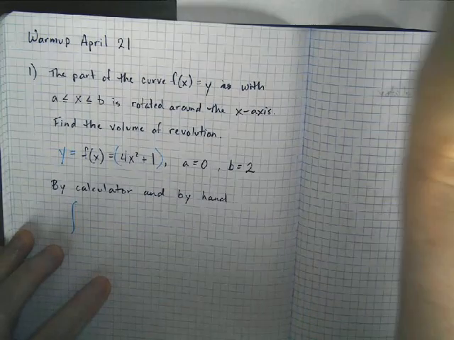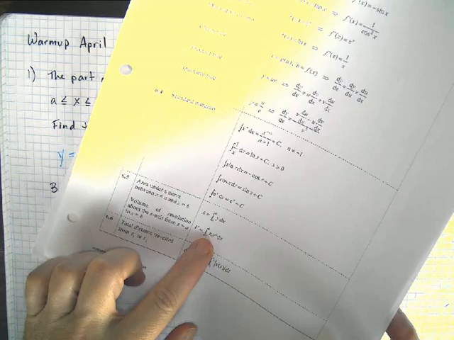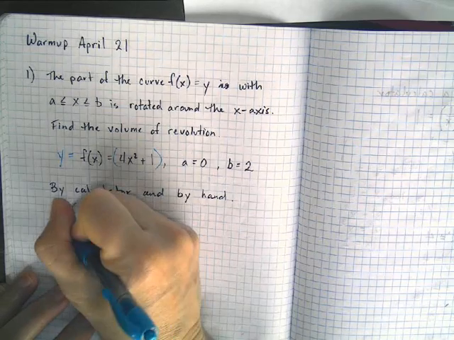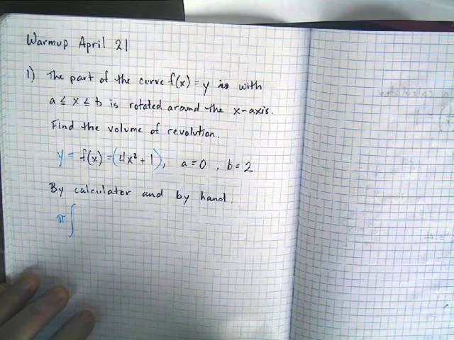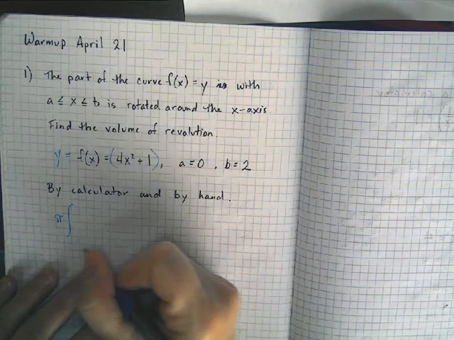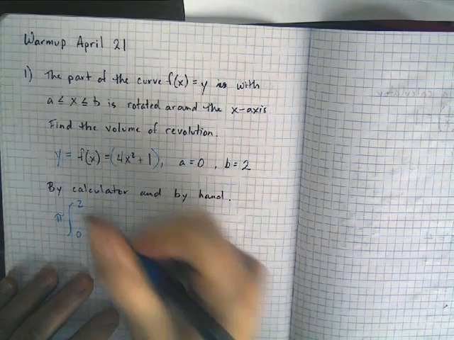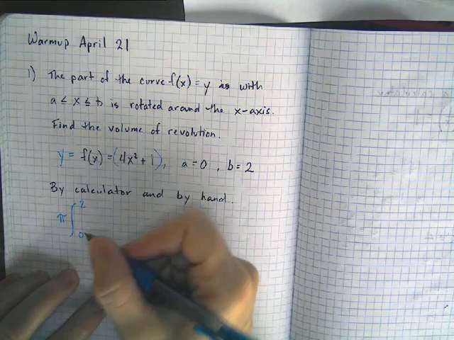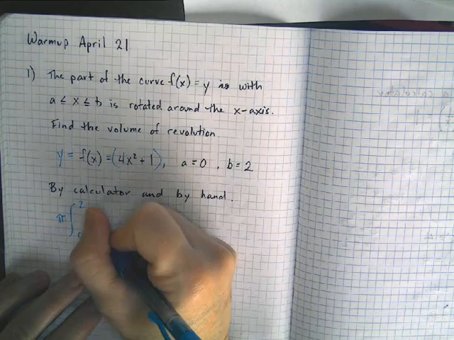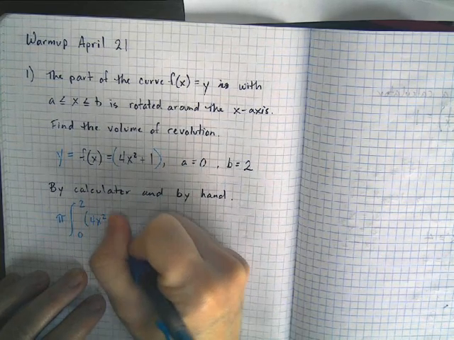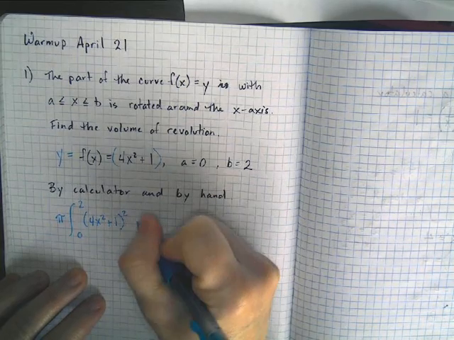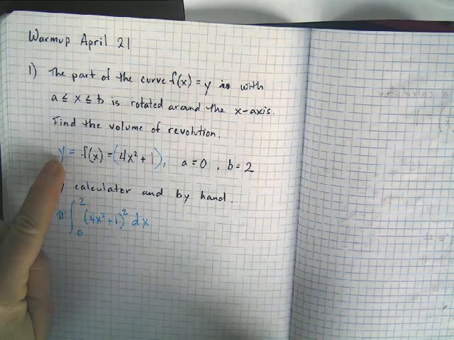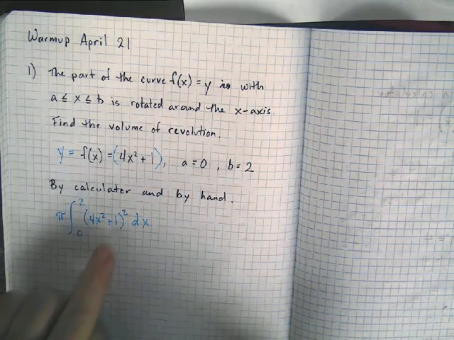Notice on the formula packet, if you can see this, I know it's tiny, they have the pi inside the integral, but the pi is a constant, so you can move it to the outside. I prefer to deal with it later, just move my constants to the outside. And I'm going from 0 to 2, and I'm looking at 4x squared plus 1, so this would be 4x squared plus 1, squared, dx. Okay, because I have to square my function. I have to square my y equals, or my f of x. All right, so this is what we're going to be integrating.